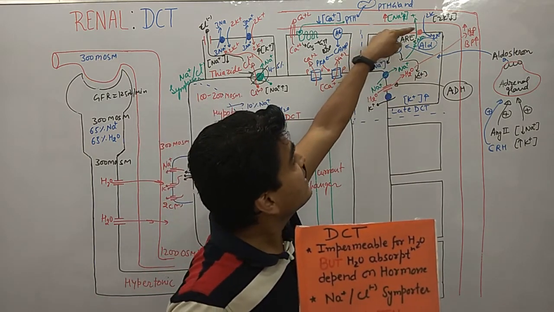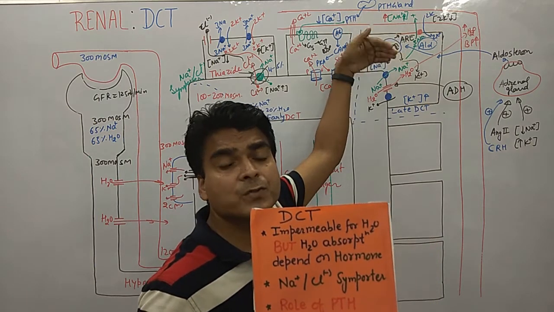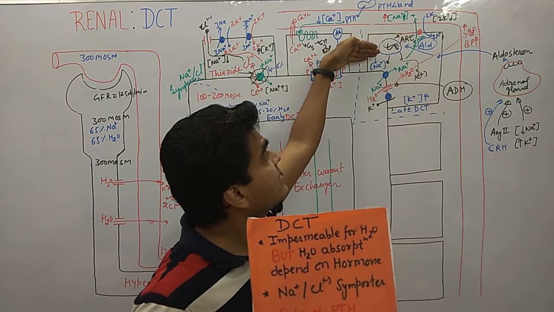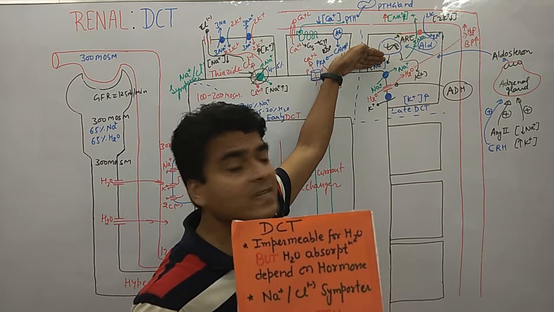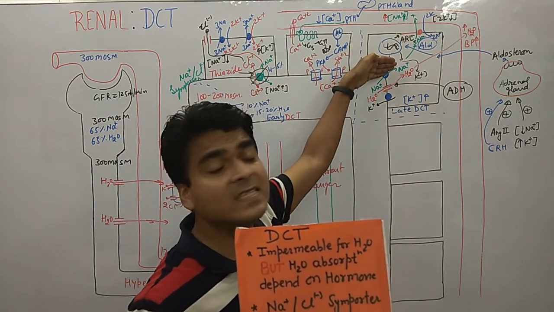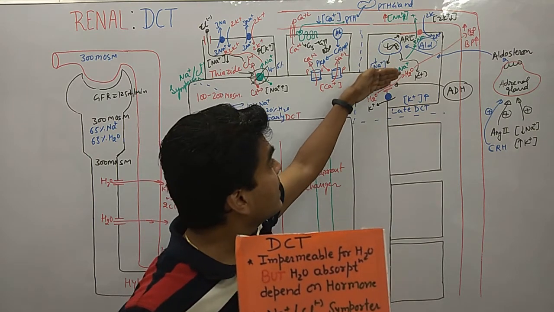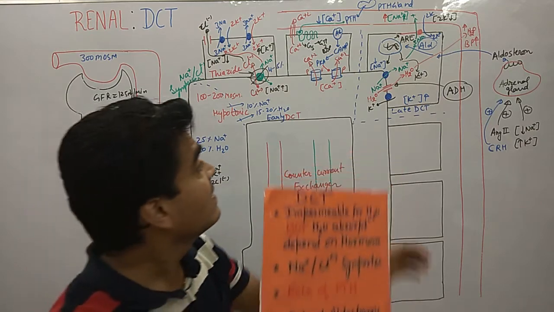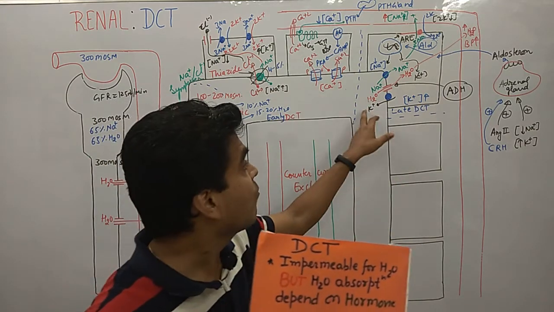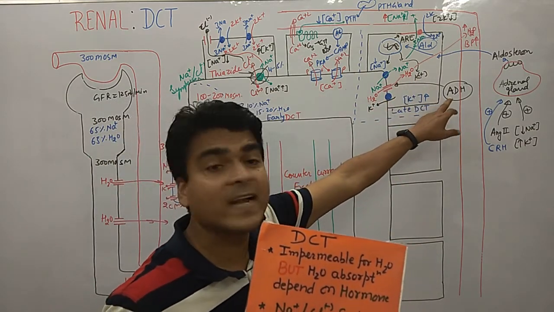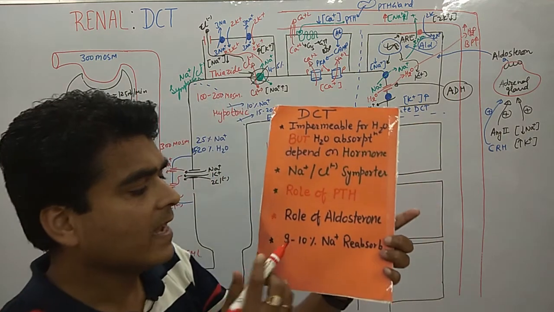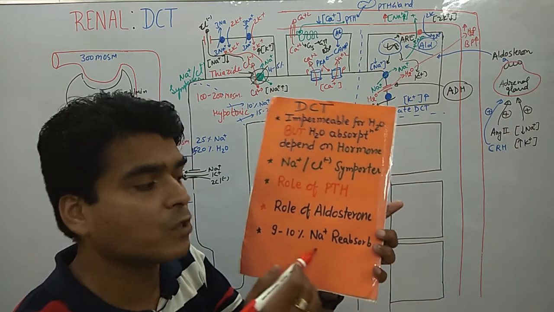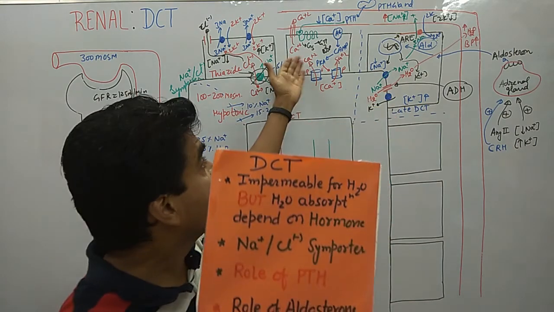One of the proteins is used for sodium and potassium transport. Due to this, sodium ion concentration goes down. Sodium is absorbed from this area and potassium is released in this area. Again the same thing, water follows sodium, so water is reabsorbed in the presence of antidiuretic hormone. And the last point is that 9 to 10% of sodium is reabsorbed from the DCT.